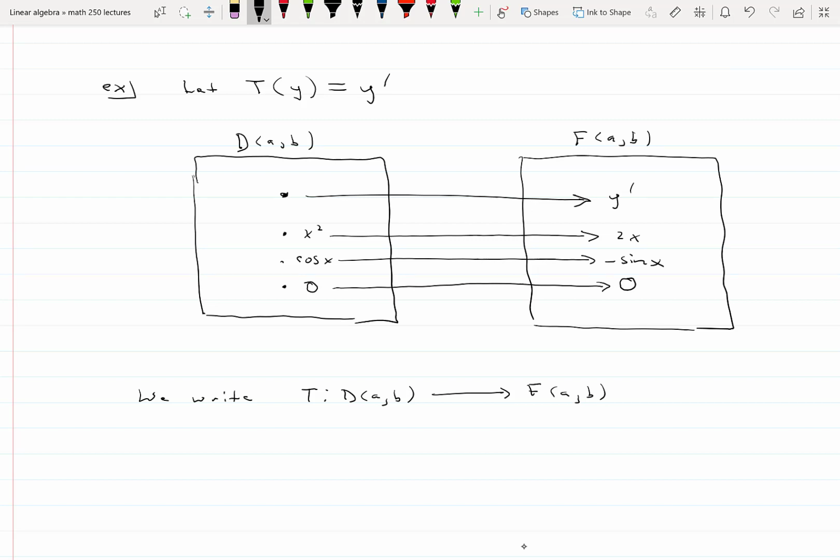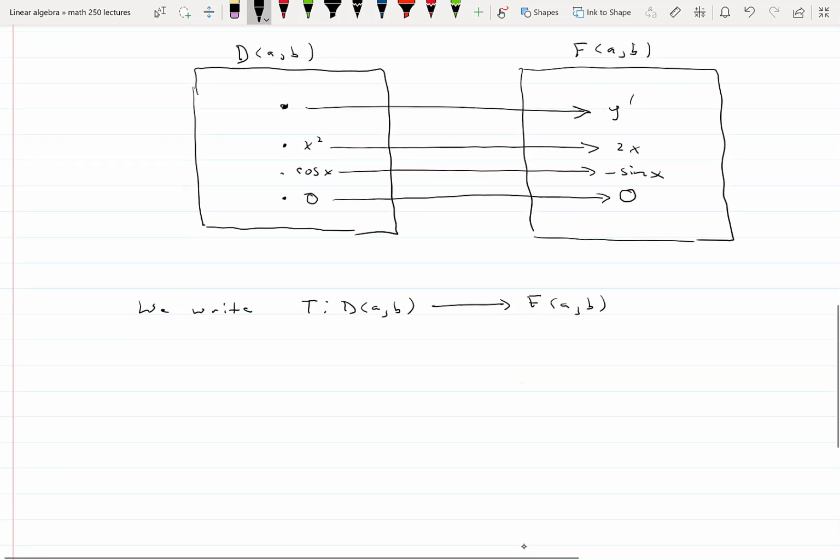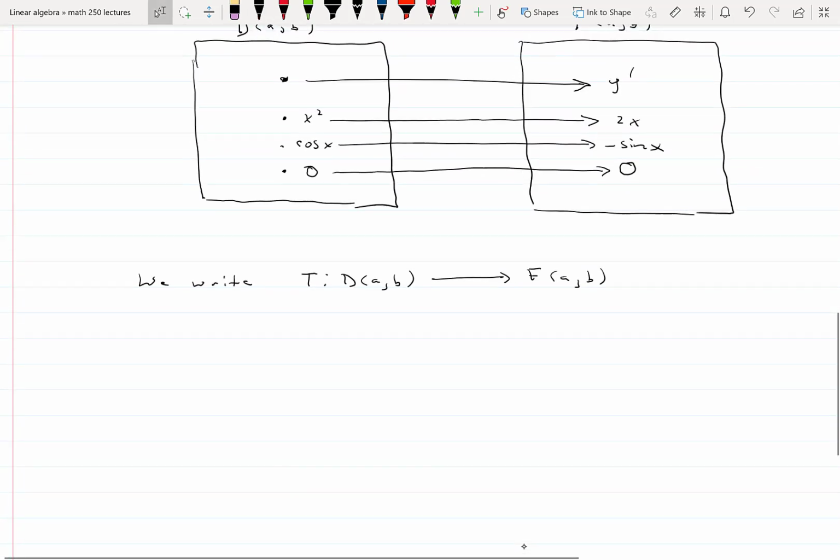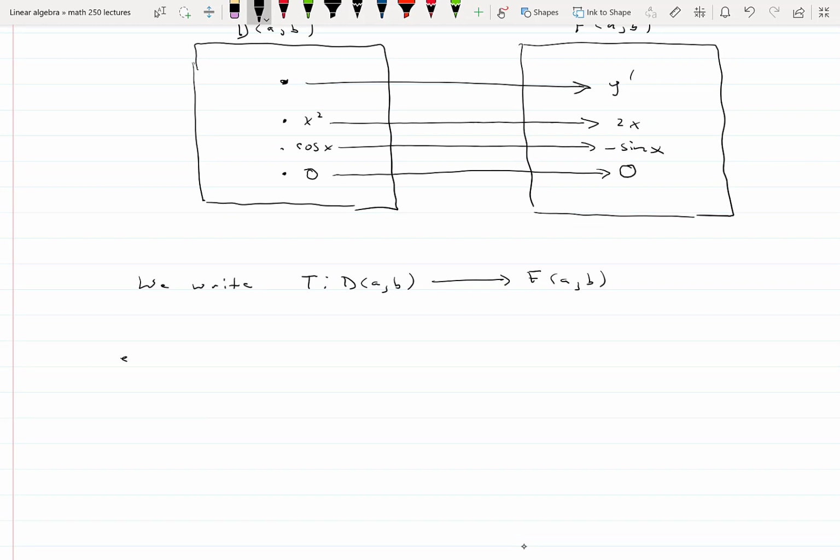Okay, let's take a look at another one. If you find this a little confusing, you'll get used to it very quickly. We're going to be spending a whole lot of time on transformations, so don't panic if this seems entirely foreign. It is foreign for you guys.